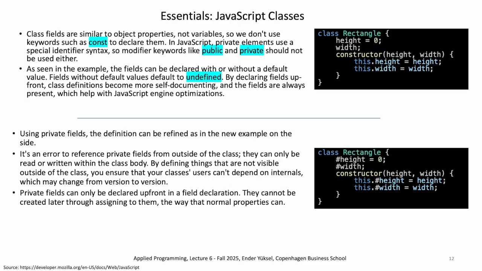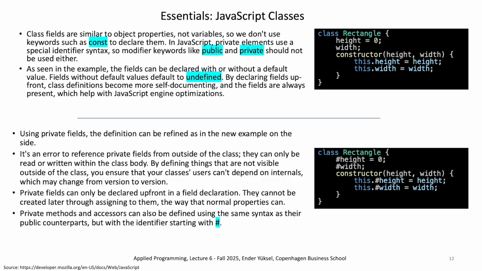Private fields can only be declared upfront in a field declaration. They cannot be created later by assigning to them the way that normal properties can. Private methods and accessors can also be defined using the same syntax as their public counterparts, but with the identifier starting with hash, as you can see in the example code.